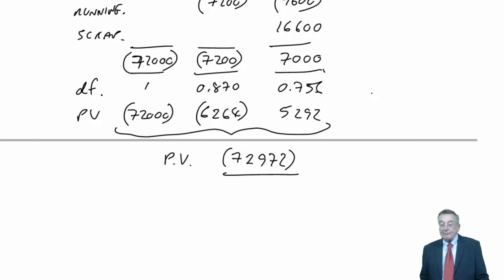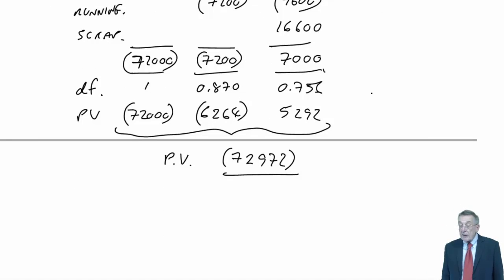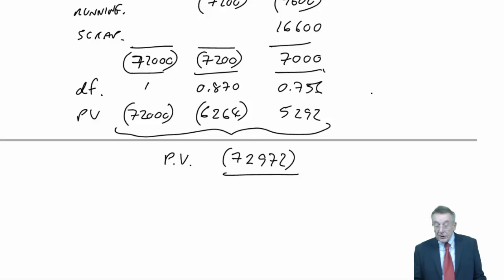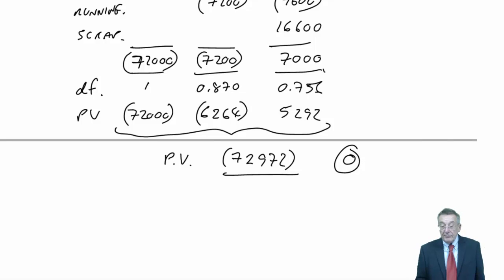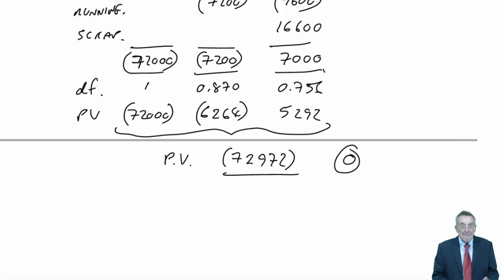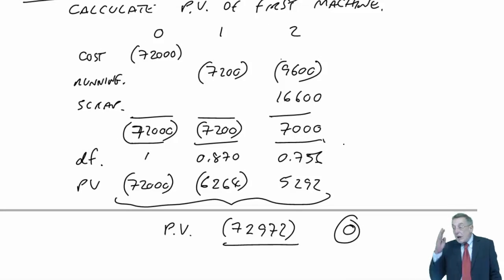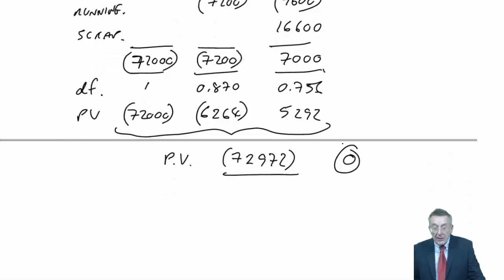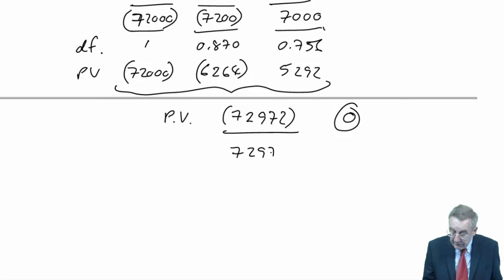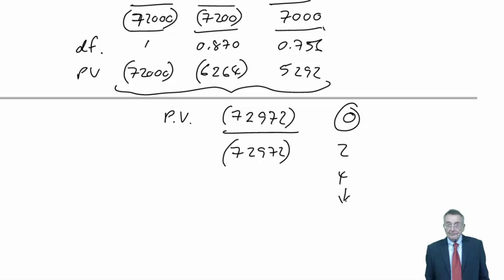That first machine has a present value of 72,972. It's like paying out 72,972 now. But it's going to be repeated every 2 years. So, of course, at time 2, you would immediately buy a new one and all the flows will be repeated. If it's exactly the same flows, then it's like paying out 72,972 at time 2, at time 4, and so on, every 2 years forever.